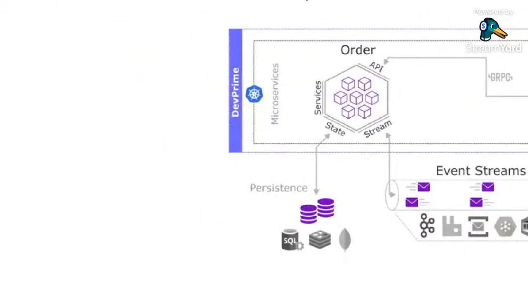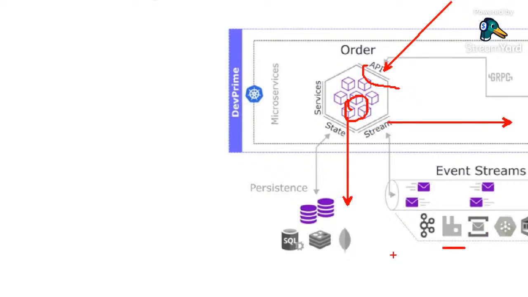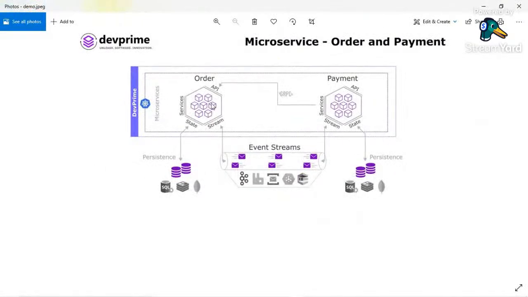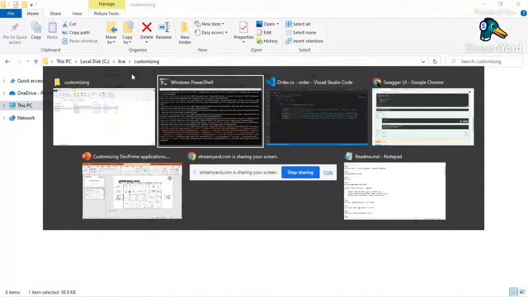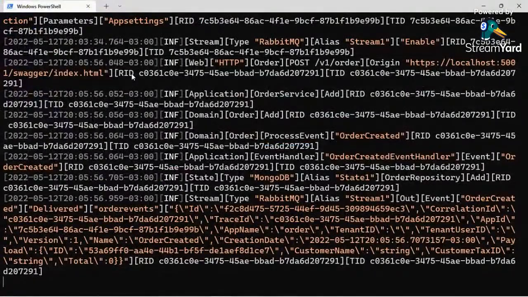We're speaking about the order microservice here. It receives a web request on the web adapter. It processes inside the business logic, saves state through the state adapter, and as a consequence, it emits an event through the stream adapter, which will be running on RabbitMQ. So this is the flow we are going to follow, and we can track this flow through this log.